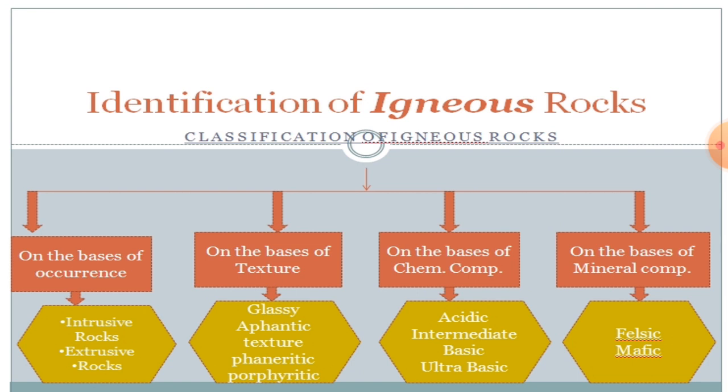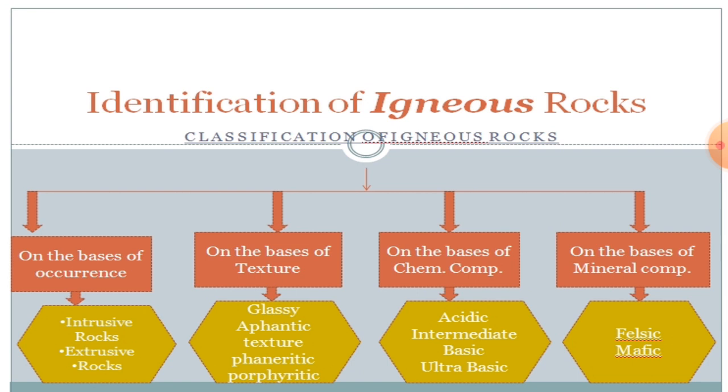When the silica content is greater than 66%, these rocks are called acidic rocks. When the silica content is between 52 and 66%, these rocks are called intermediate rocks. When the silica content is between 44 and 52%, these rocks are called basic rocks. And when the silica content is less than 44%, these rocks are called ultrabasic rocks.